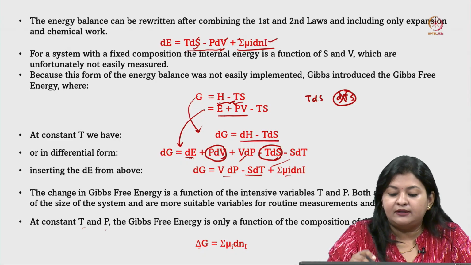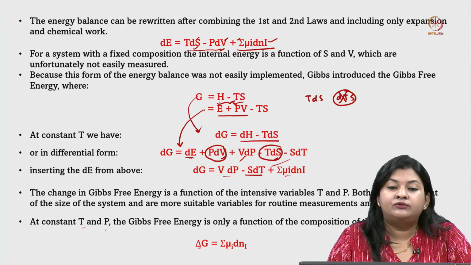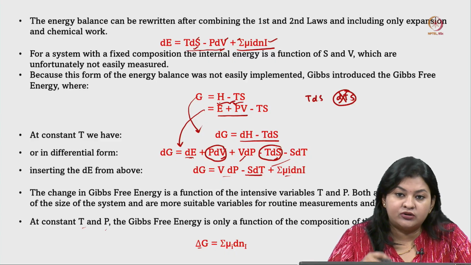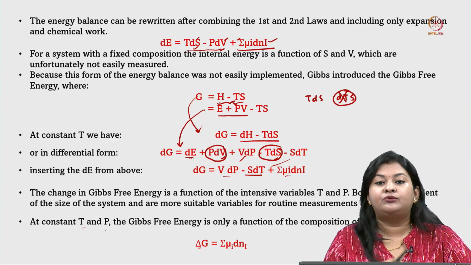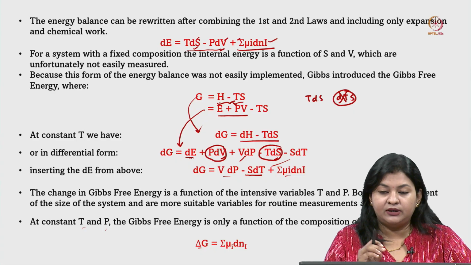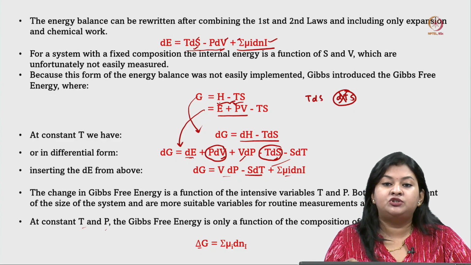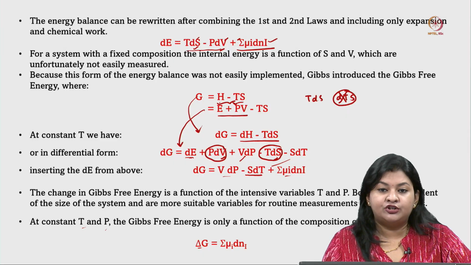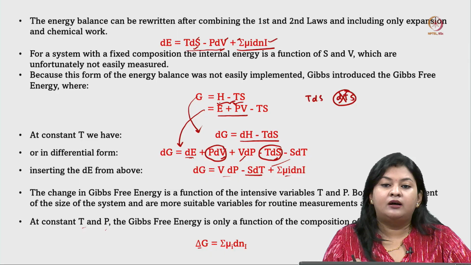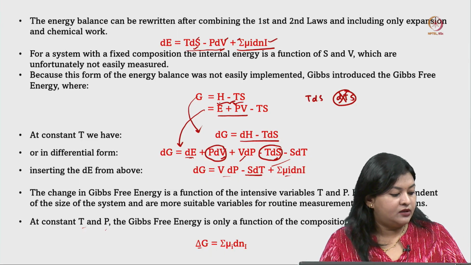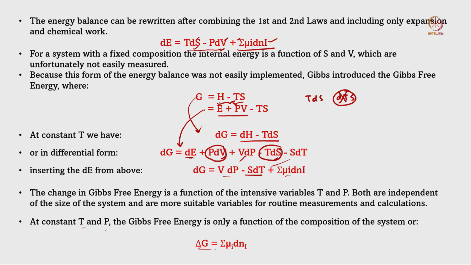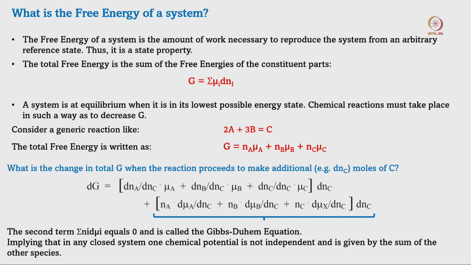And entropy is one of the difficult parameters. So, we are trying to find a way such that we do not have to measure that parameter, so that we measure the parameters which are easily measurable in the lab, such as temperature, pressure, volume, and changes in chemical composition. So, now we have reached this particular equation.